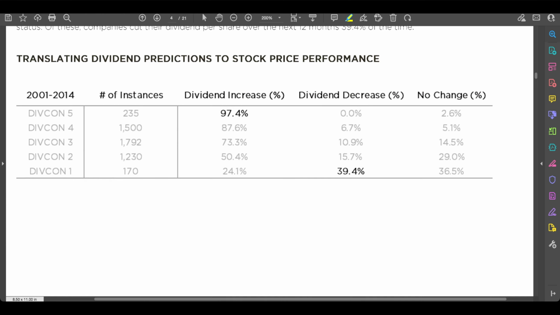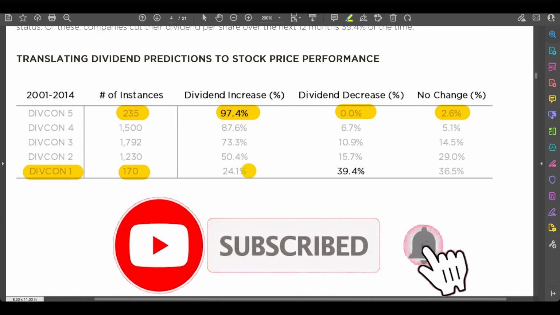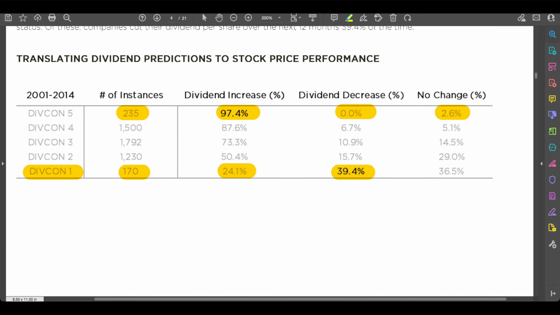Here in their own research, what they show is 235 companies in DIVCON 5 category, which is the highest one. Almost 97% of them have increased their dividends and none of them have decreased, while 2.6% had no change. Whereas DIVCON 1, which has the lowest rating, in that 170 companies, only 24% of them had increased their dividend, whereas almost 40% of them had reduced and 37% of them had no change.